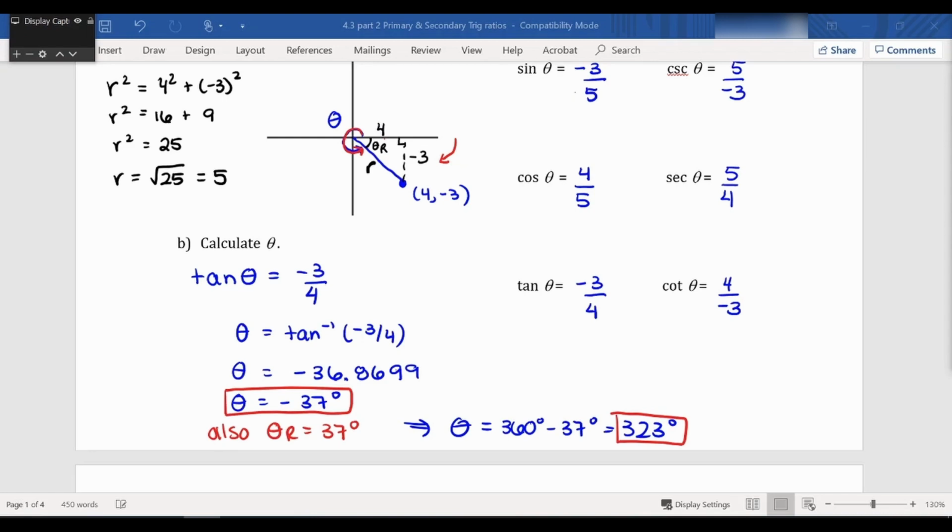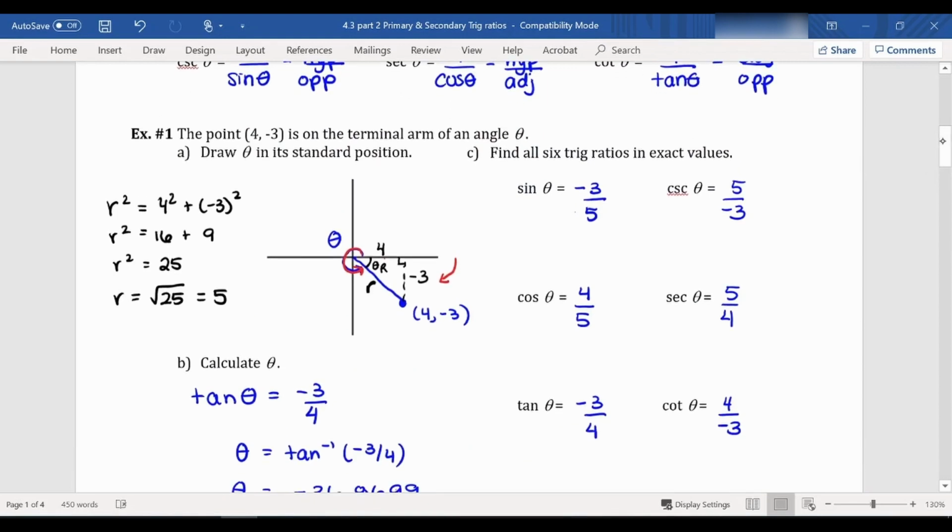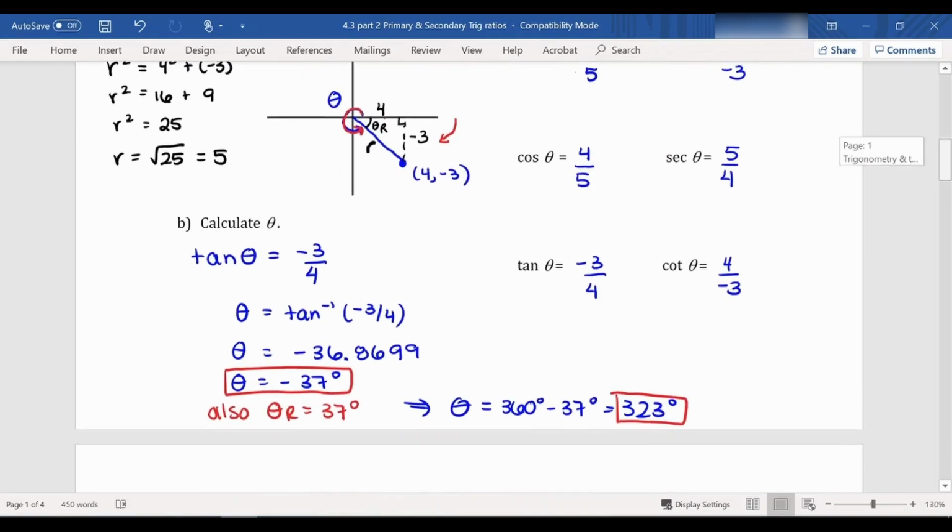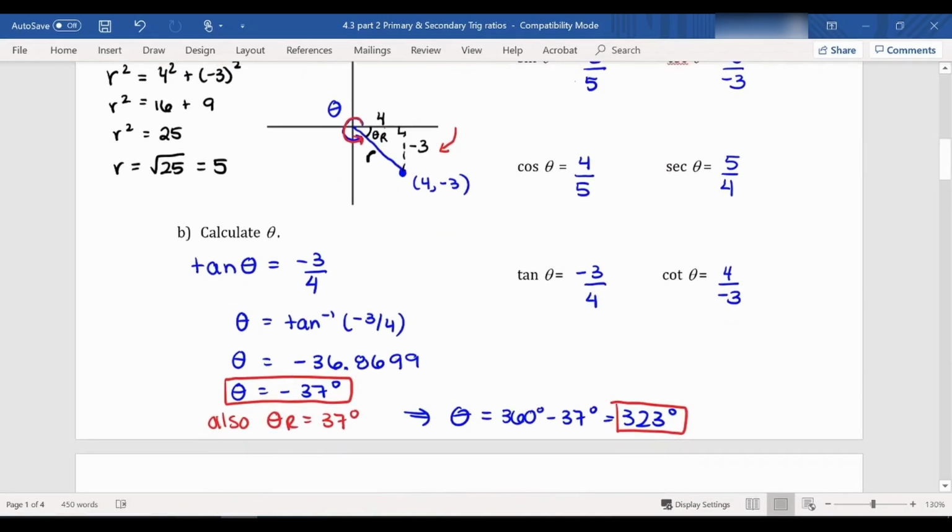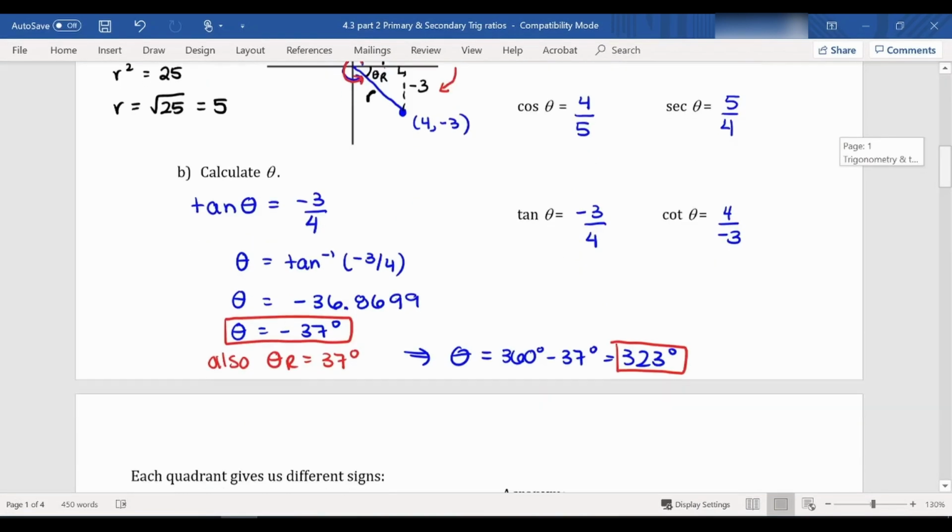So we can see that we've got two possible answers here. The question did not tell us what type of angle we needed. It didn't give us a domain for this angle. So -37 would be an acceptable answer, or 323 would be an acceptable answer, depending on which direction we see this terminal arm traveling.